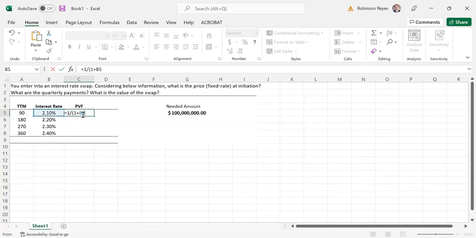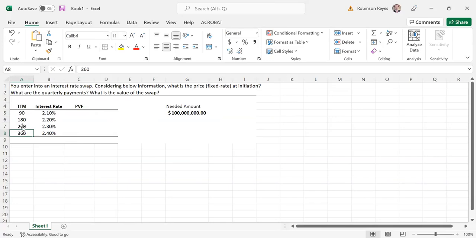But now we have a problem. We are discounting just by doing this, but we have to acknowledge that this rate is an annual rate. Rates are always stated on an annual basis, but this is 90 days. So if we look at this time to maturity, these are different moments in which we will get payments in this interest rate swap.